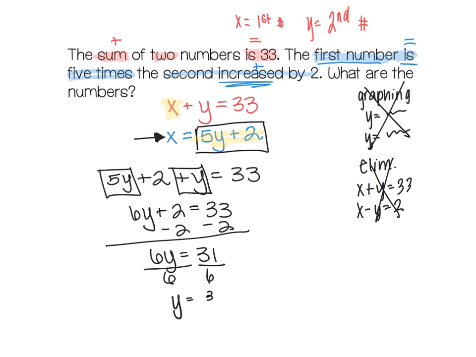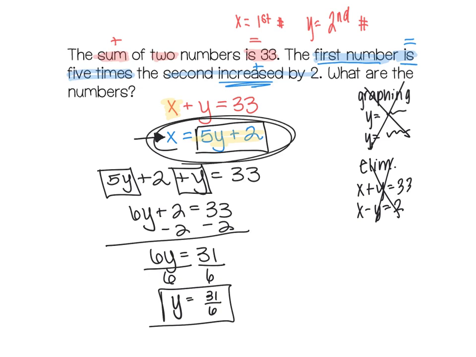And I am not getting a very nice number, so I'm just going to leave it like this. And then if I want to get x, I'm just going to plug this y back in, and I'm going to use this equation right here. So x equals 5 times, we know y is 31 over 6. Sorry about this problem. I obviously just wrote a bad problem, but we'll just use our calculator, and that should not happen on your quiz.